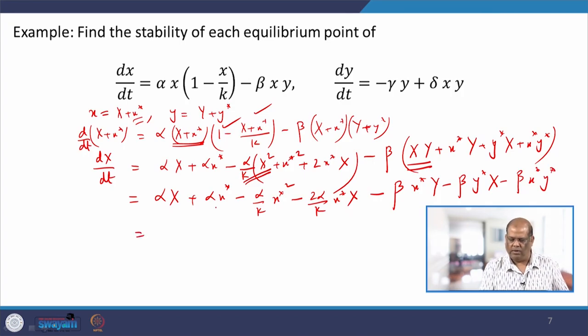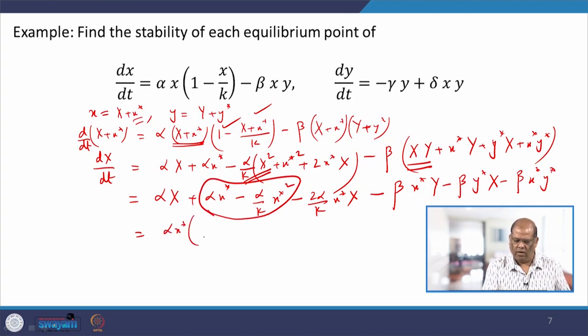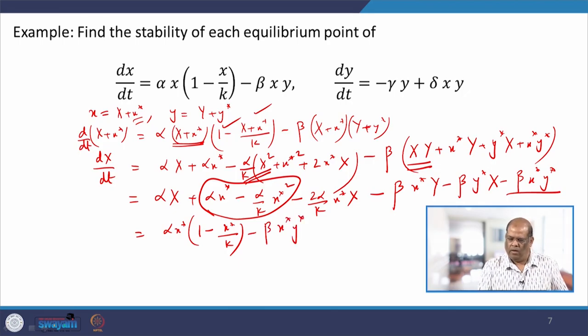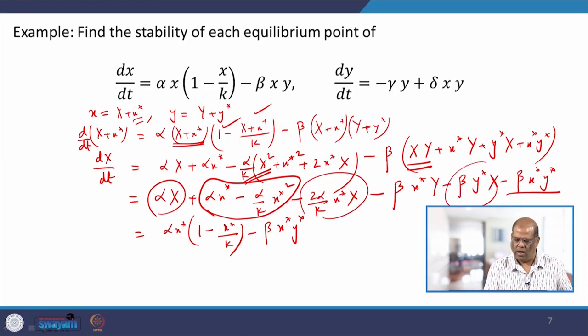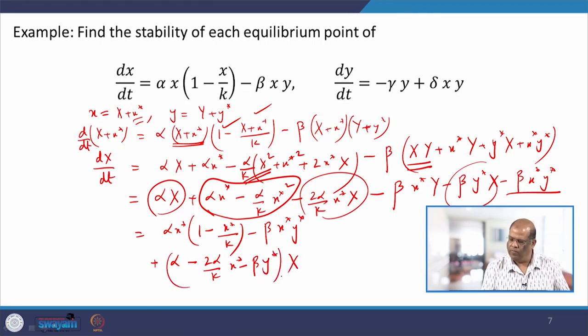So, let me write the constant term first. From these two, if I take alpha x star common, I get 1 minus x star by k, and then minus beta x star y star. Then I take x common from this, this and this, and you get plus alpha minus 2 alpha by k x star minus beta y star into x, minus beta x star into y, this part.